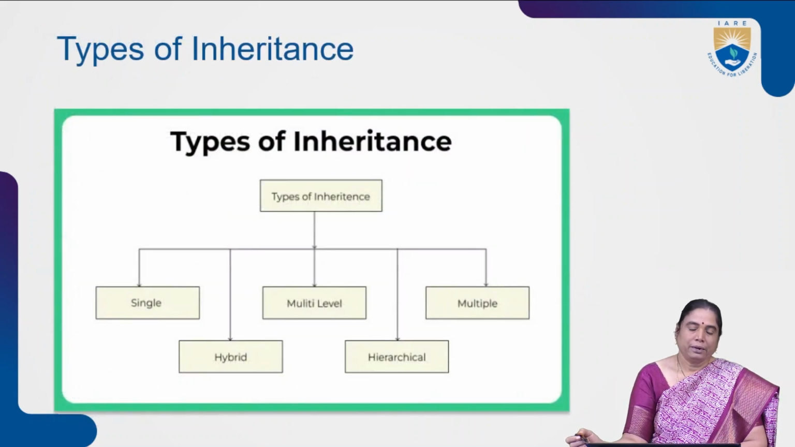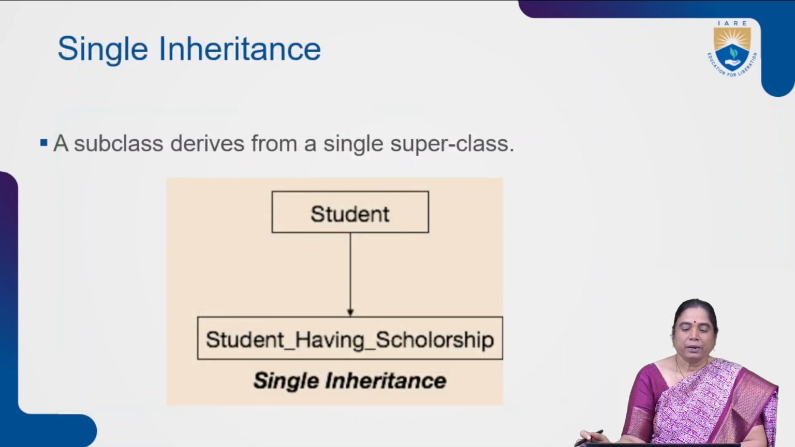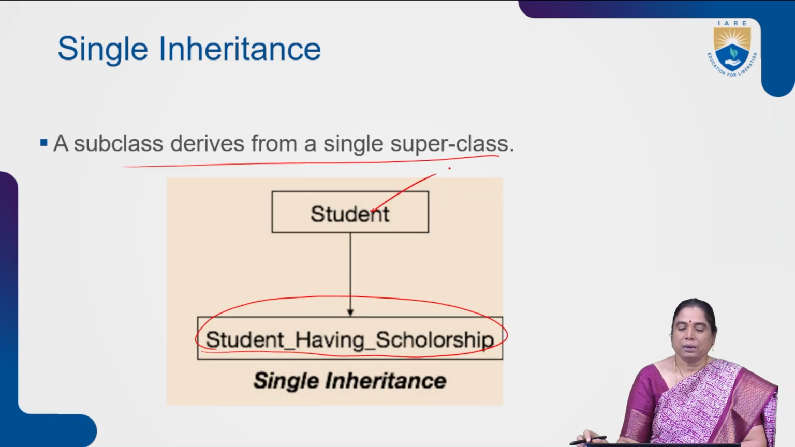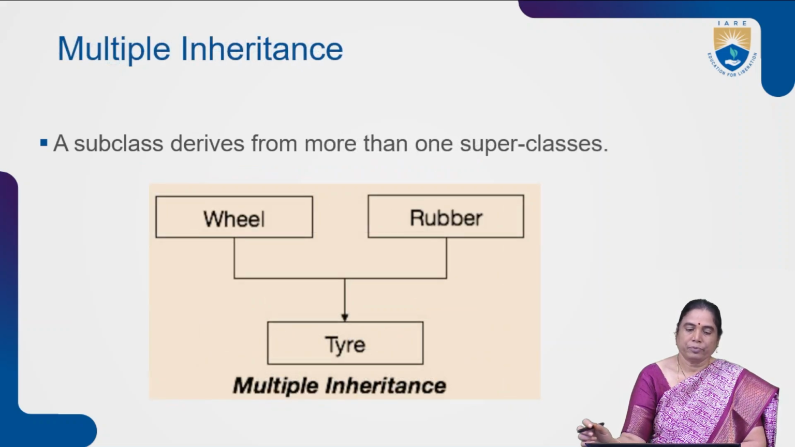The types of inheritance are generally single inheritance, hybrid inheritance, multi-level inheritance, hierarchical inheritance and multiple inheritance. Single inheritance means a subclass can be derived from a single superclass. Consider this example. Students having scholarship is the derived class from the base class of student. Only a single superclass is used to generate the derived class. So, it is a single inheritance.